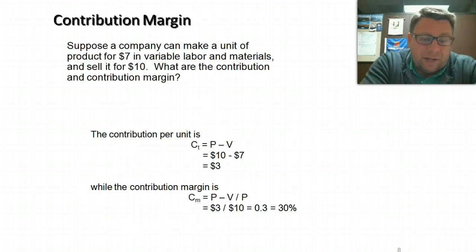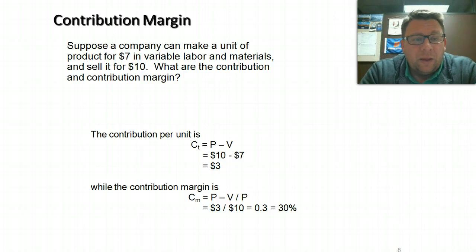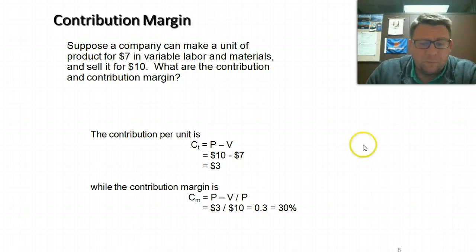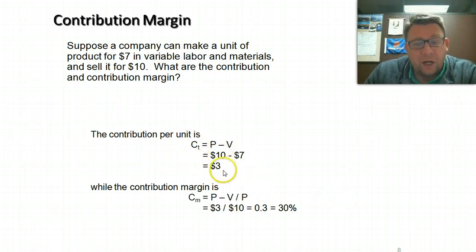So let's look at this pretty simple example. The company makes a unit that costs $7 in variable cost, and they sell it for $10. What is the contribution margin per unit, and what is the contribution margin ratio? That would be a better way of expressing it. The contribution margin per unit, 10 minus 7, is $3. The contribution margin ratio is that $3 of contribution margin divided by the price of 10, or 30%.